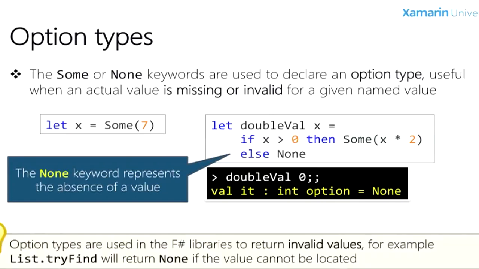And F# uses option types all throughout the built-in functions to indicate failure, for example, when searching a list. And you're encouraged to use this feature to report input errors instead of exceptions, unless the program can make no forward progress without the input.